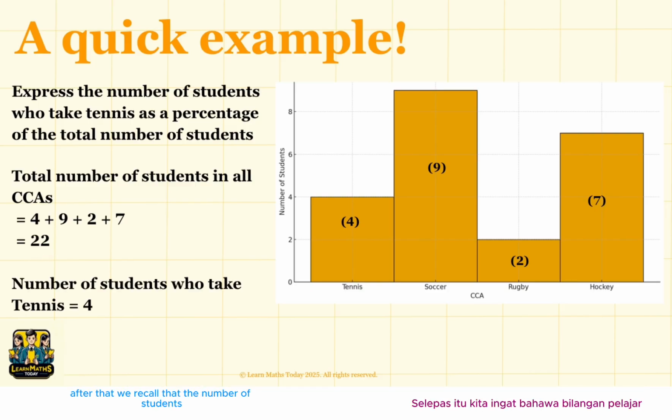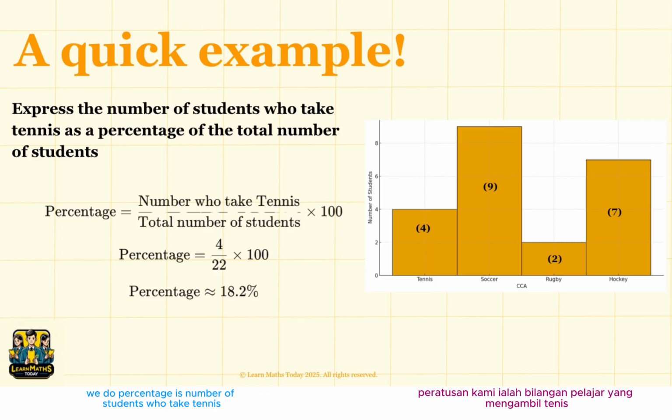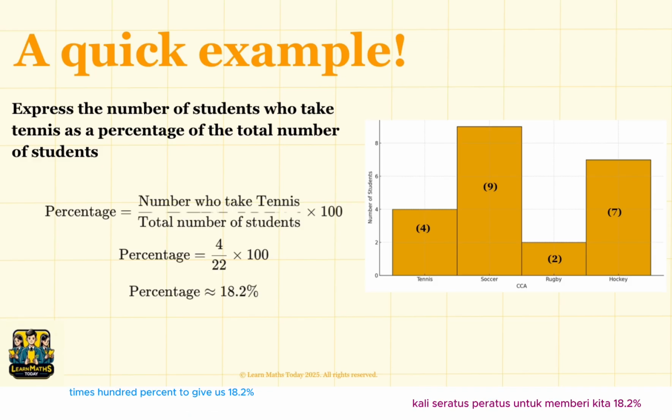After that, we recall that the number of students who take tennis is 4. Therefore, the percentage is the number of students who take tennis divided by the number of students in total times 100% to give us 18.2%.